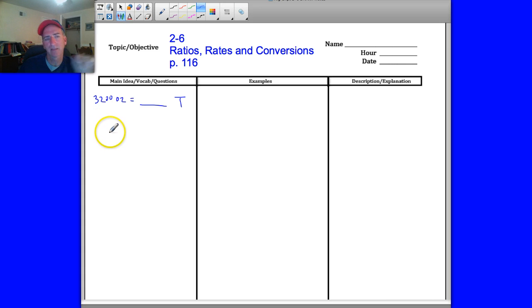Let's pretend that this is all we know. Here's one thing we know: 1 pound is equal to 16 ounces, and let's say I know that 1 ton is equal to 2,000 pounds. Then let's just stop it. Don't work ahead of me. Don't try to figure out the answer. Watch what I'm doing and understand the use of unit analysis, please.